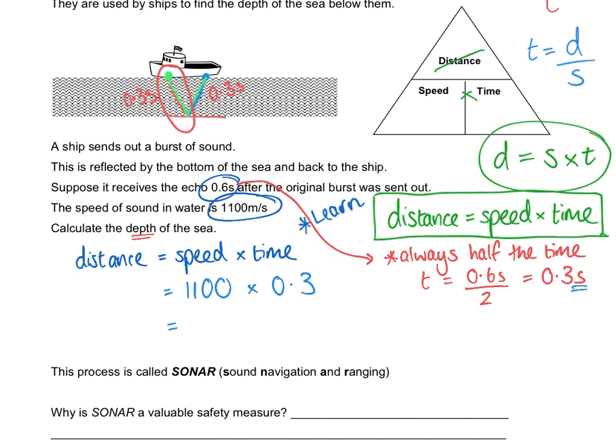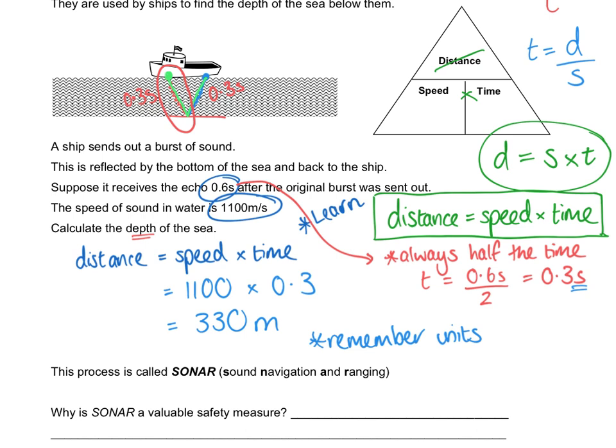If you put that into your calculator, it should work out as 330, but we must make sure to put units at the end of our answer. If the speed of sound is in metres per second and we've multiplied by 0.3 seconds, then our answer is going to be in metres. So it's whatever the matching unit is for your speed. You might want to put a note in there: remember your units.